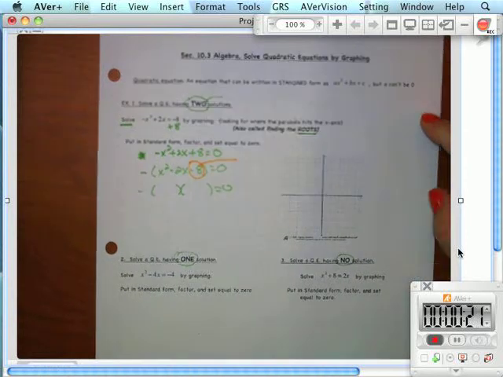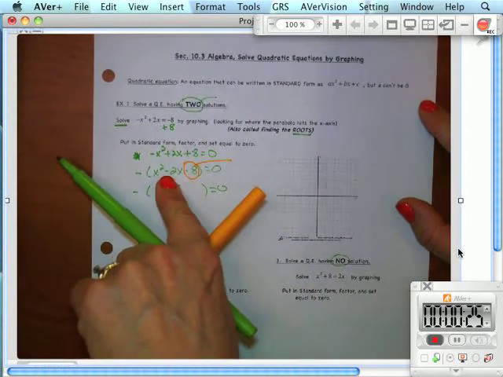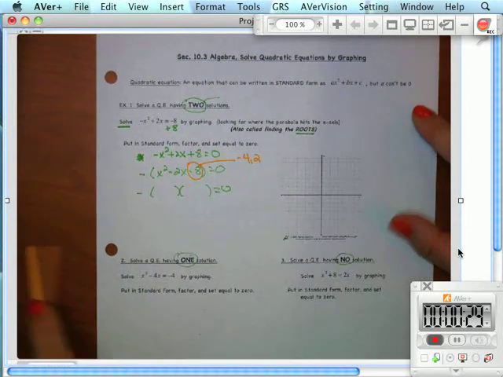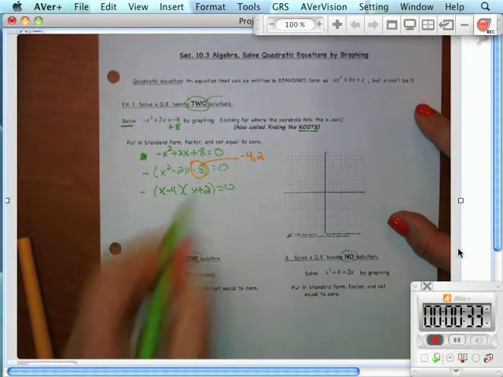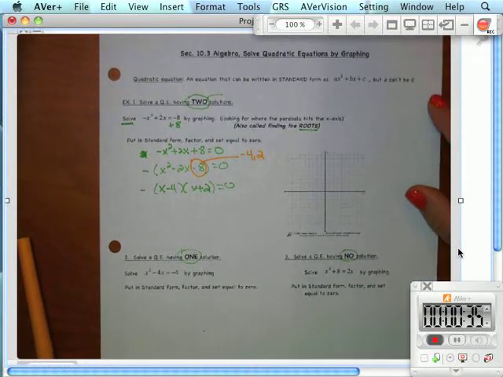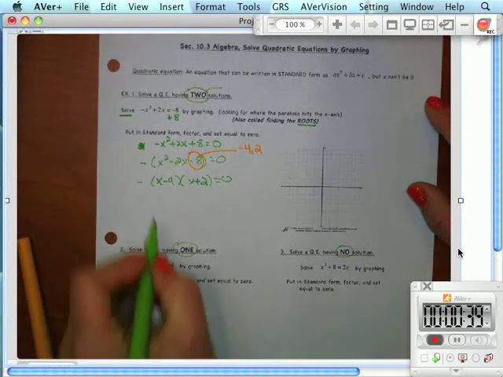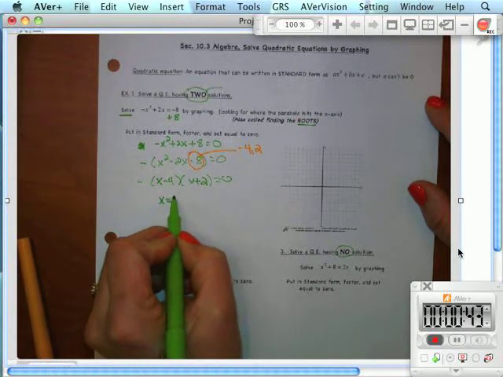Which one? If I do -2 and 4, I'm going to get a positive 2. Negative 4 and 2. So x minus 4 and x plus 2. Okay. Can I graph those now? What is the x-intercept for this one? Positive 4. And this one?